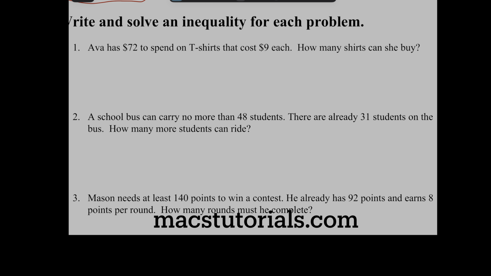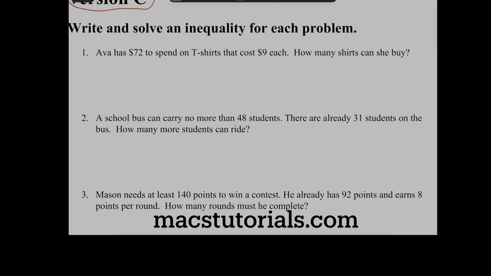Okay. So let's get going on these inequalities. Ava's got $72. She's going to spend it on t-shirts, and each t-shirt is $9. So how many can she buy? Well, the $9 each, hopefully we've been doing enough problems that you just see that as 9x. Every t-shirt's $9. How many? I don't know.